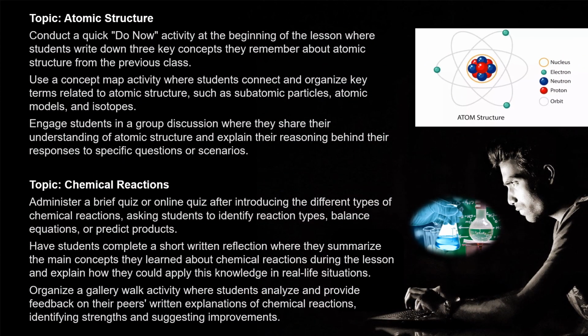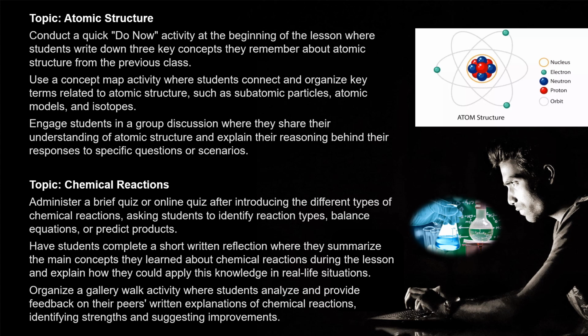Topic: Atomic structure. Conduct a quick do now activity at the beginning of the lesson where students write down 3 key concepts they remember about atomic structure from the previous class. Use a concept map activity where students connect and organize key terms related to atomic structure, such as subatomic particles, atomic models, and isotopes. Engage students in a group discussion where they share their understanding of atomic structure and explain their reasoning behind their responses to specific questions or scenarios.